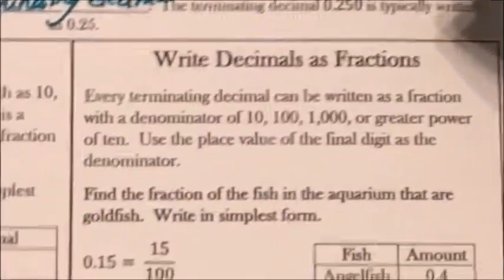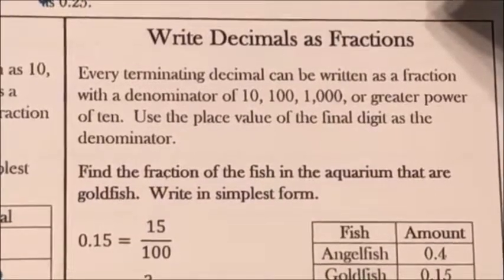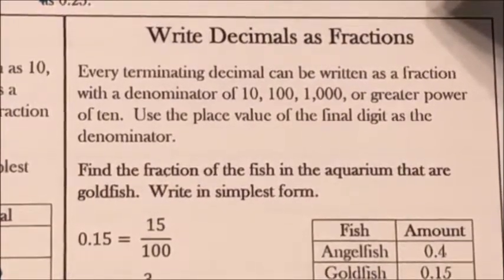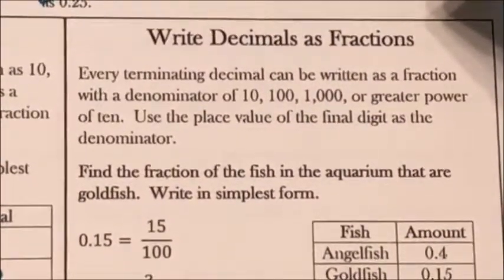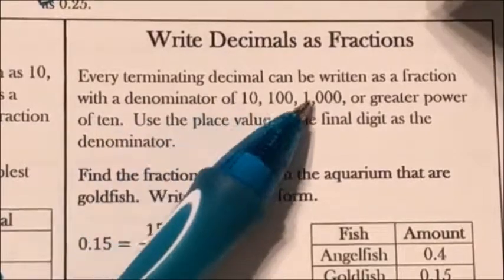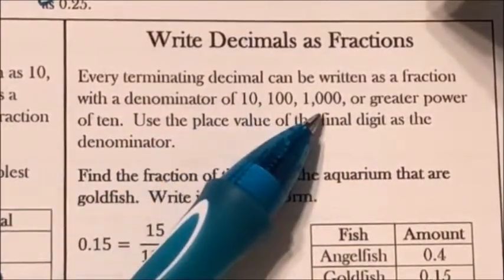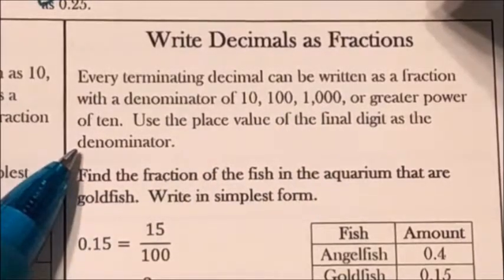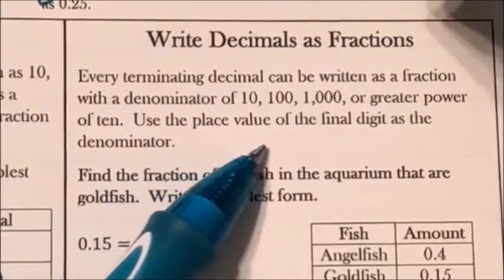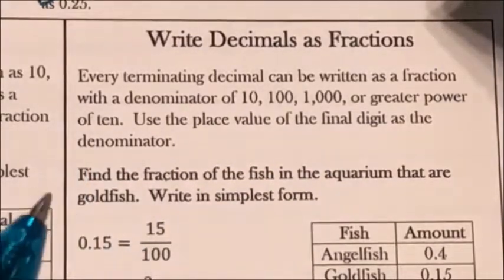Okay. So I can also go from writing decimals to fractions. So we just did fractions to decimals. I can also do decimals to fractions. Every terminating decimal can be written as a fraction with a denominator of 10, 100, 1,000, or greater power of 10. Use the place value of the final digit as the denominator.